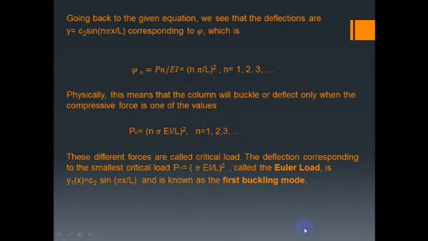The deflection corresponding to the smallest critical load, P1 equals pi squared EI over L squared, called the Euler load, is y1 of x equals c2 sine of pi x over L, and is known as the first buckling mode.